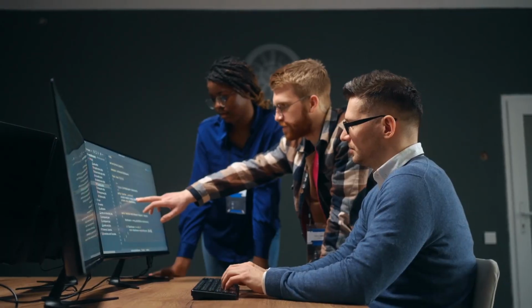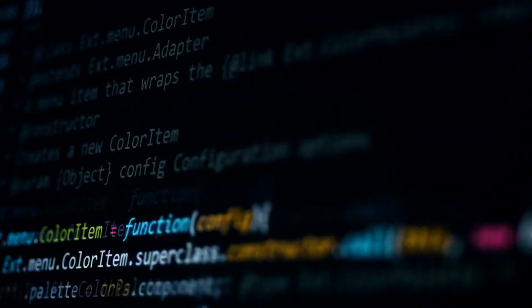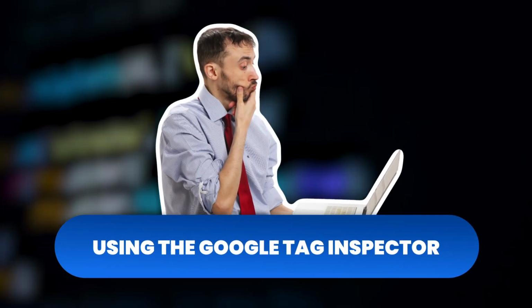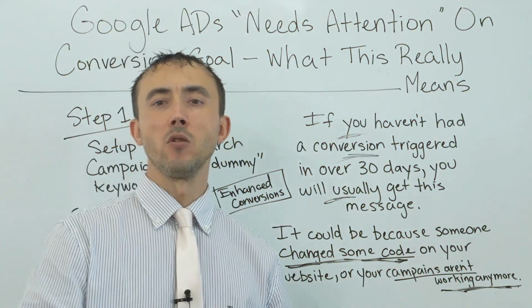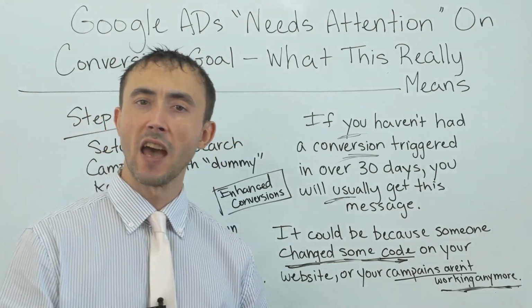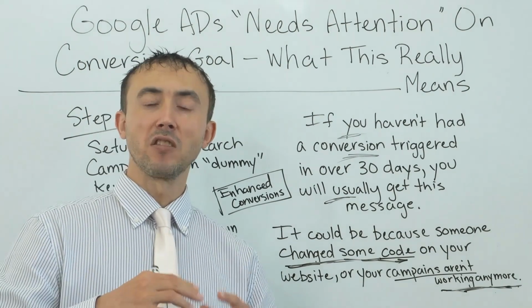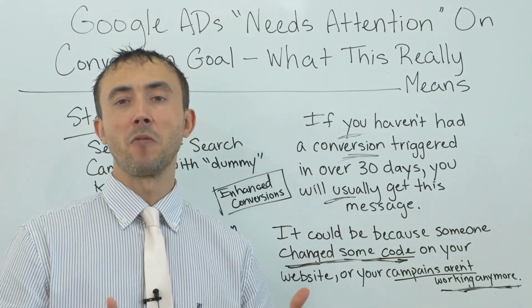So the first thing, generally speaking, that you should check is that the code is there using the Google Tag Inspector. You can add Google Tag Assistant on your web browser, and it'll tell you if your tag is still there on the pages of your website it's supposed to be on. See if at least the code is still there. That would be the first thing I check.